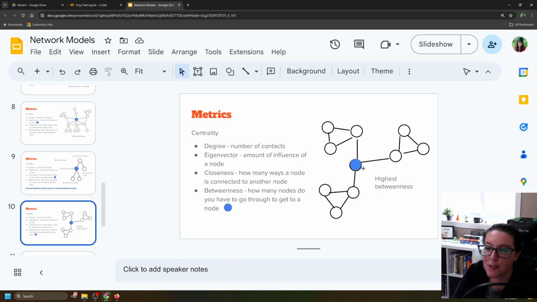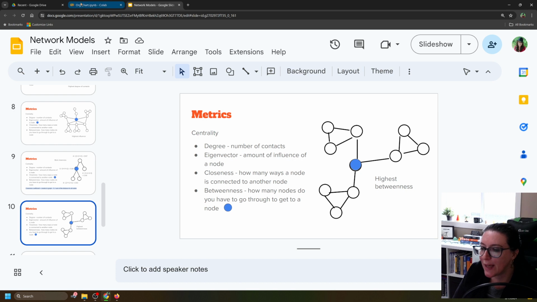And of course, if you're the social media influencer, or you're the hub, I guess is the way to put it, then this particular group doesn't talk to that particular group. They have to go through you. So then you have a high level of betweenness if you're that hub that everyone has to go through.